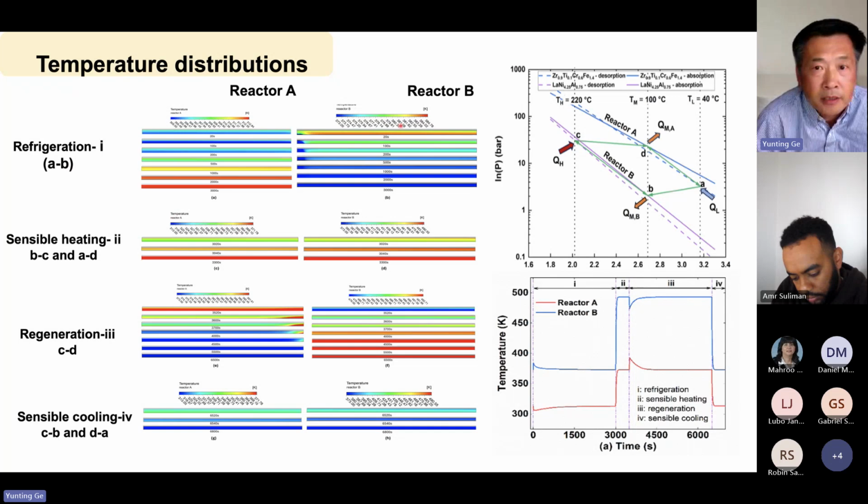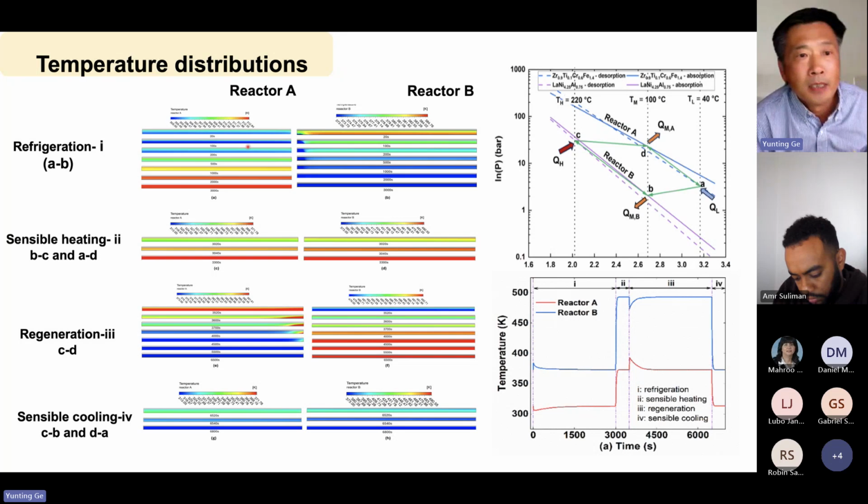For each reactor, this is reactor B and reactor A. Reactor A is a low temperature reactor, reactor B is a high temperature reactor. So from A to B, reactor B is actually a desorption process, and A is the absorption process.